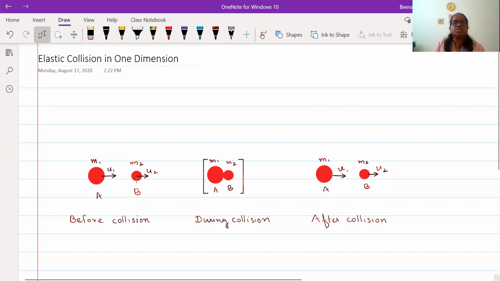So finally, in this topic, we will be deriving the expressions, or finding out the velocities attained by the objects after collision. That's the main task over here.